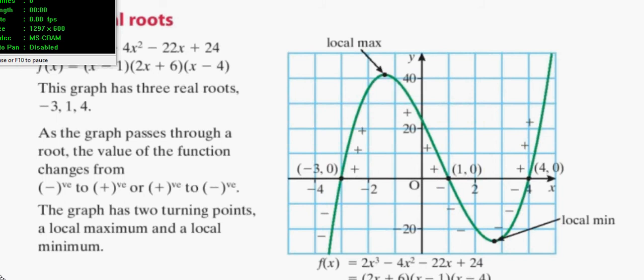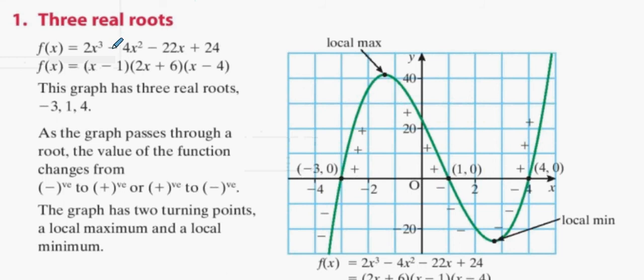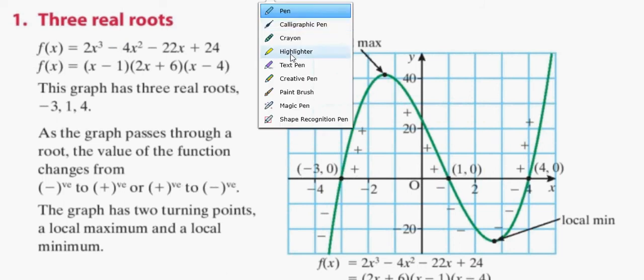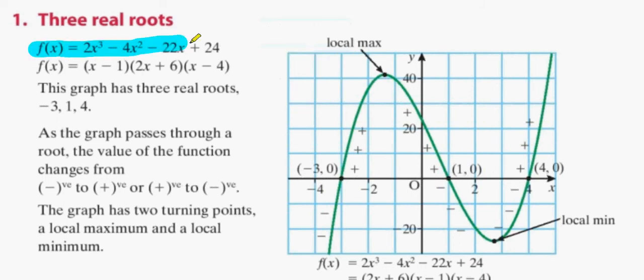Let's have a look. So, what they did was they drew a graph of this function here. Everybody cool with that? They put it into their calculator, they drew it. Now, the next thing is, the first thing I'm noticing is, they then broke it up, and they factorized it into this.